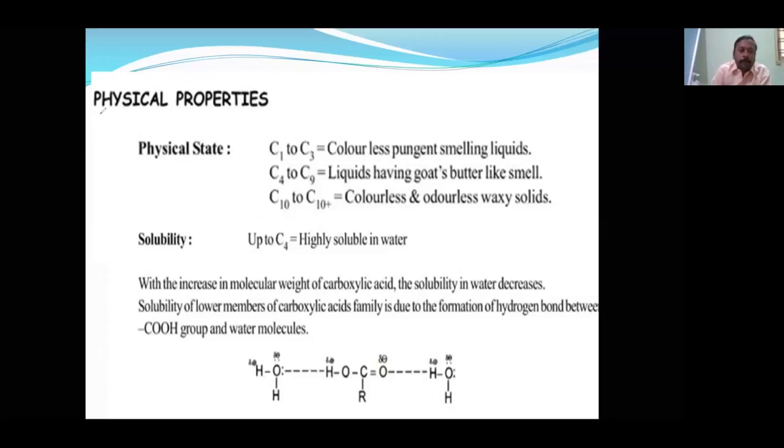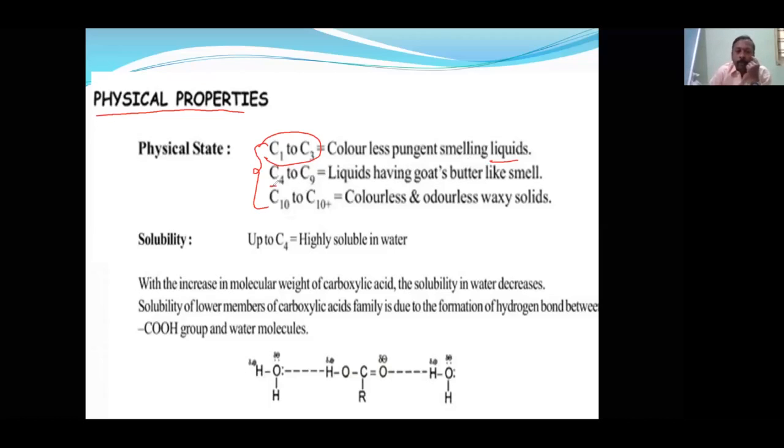After the preparation method, now we are going to start with the physical properties. If you study like this, it is easy to remember. Only up to propanoic acid, they are liquids. Only up to propanoic acid, they are colorless, pungent smelling liquids.